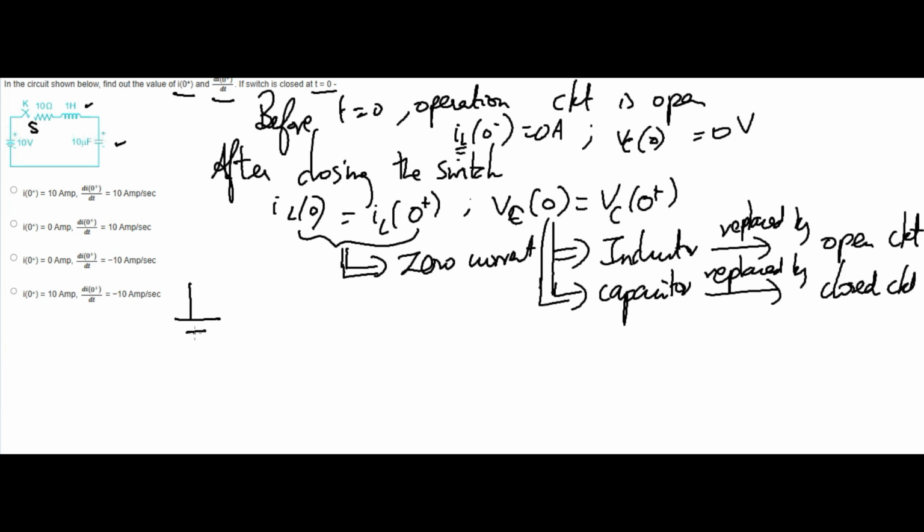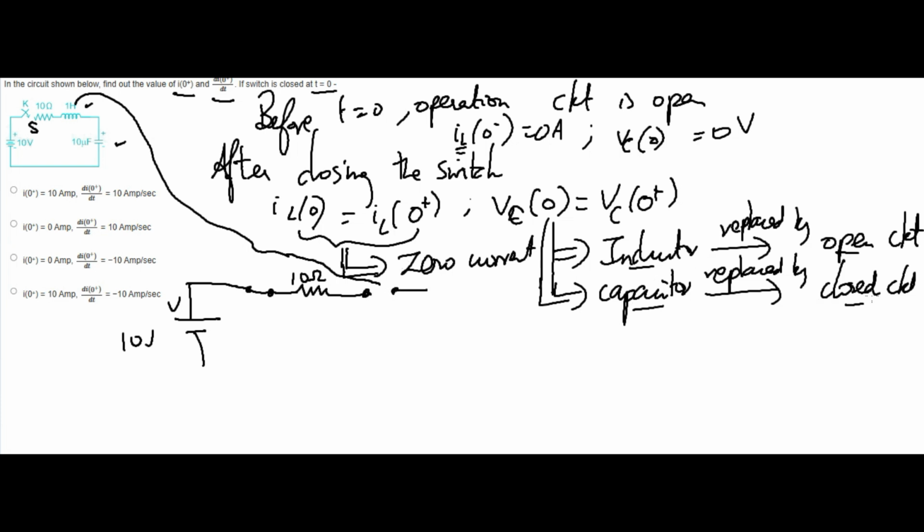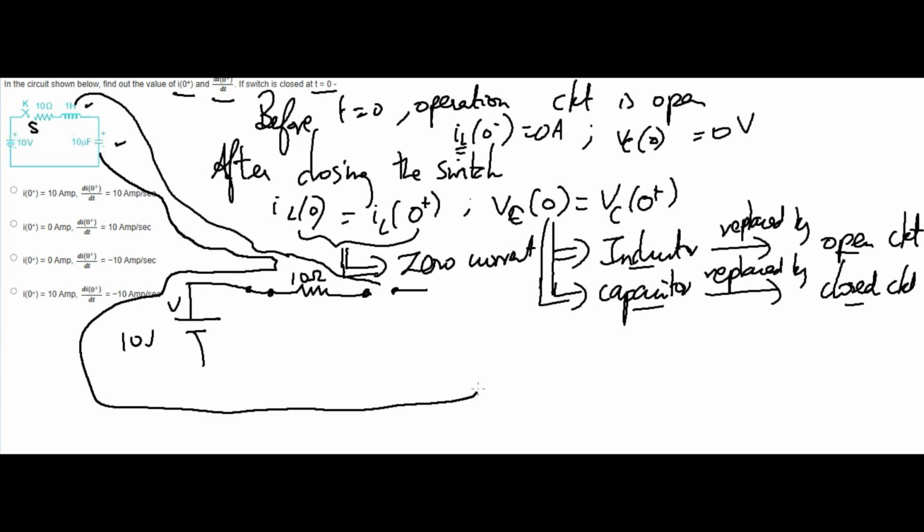As usual, the voltage source is 10 volts, and the switch is closed after t equal to 0. The resistor is 10 ohms, and the inductor becomes an open circuit. The capacitor is replaced by a closed circuit, so the capacitor is shorted here. Then we simply connect the whole circuit.